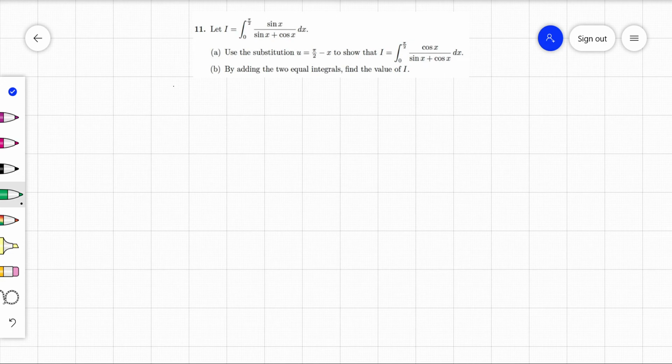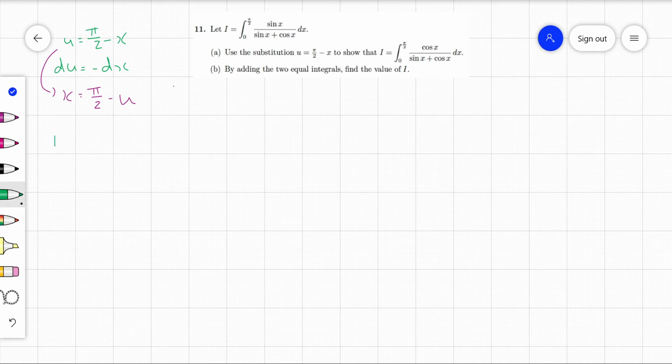Alright, so this question says to use the substitution u equals pi on 2 minus x. If we're going to do that, we have to really find out what du is in terms of dx. So we've got du being just negative dx. The other thing we need to know is what x is. So if we take this one and make x the subject, we get x equals pi on 2 minus u. Okay, so we're going to use both of those and change the integral.